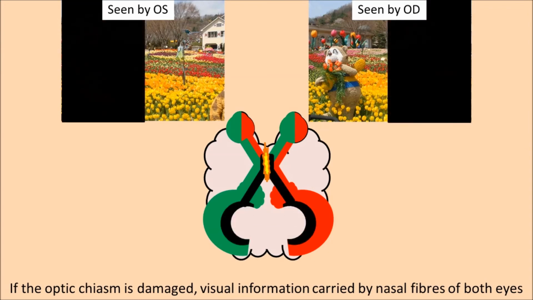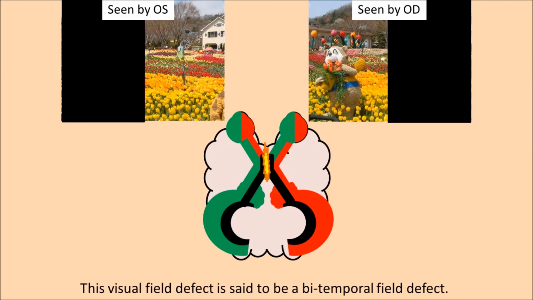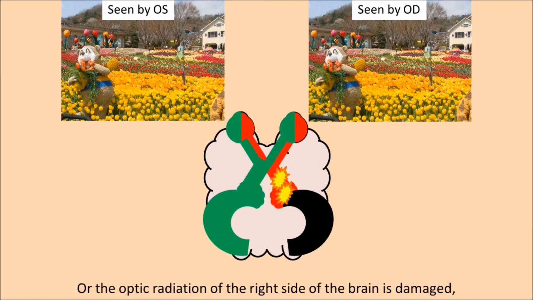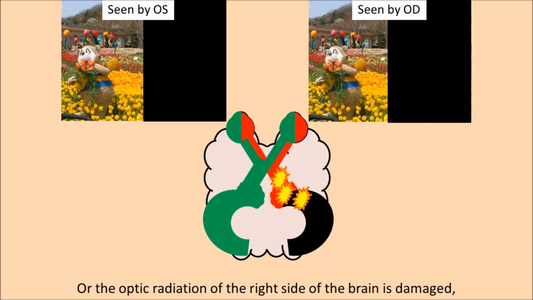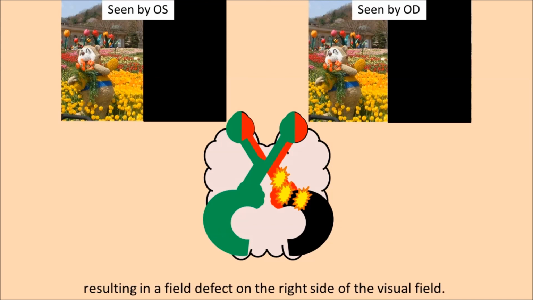If the optic chiasm is damaged, visual information carried by nasal fibers of both eyes is not able to reach the visual cortex. This visual field defect is said to be a bitemporal field defect. If the right optic tract is damaged, the right LGN is damaged, or the optic radiation of the right side of the brain is damaged, visual information carried by nerve fibers of the pathway in red will not be able to reach the visual cortex, resulting in a field defect on the right side of the visual field.